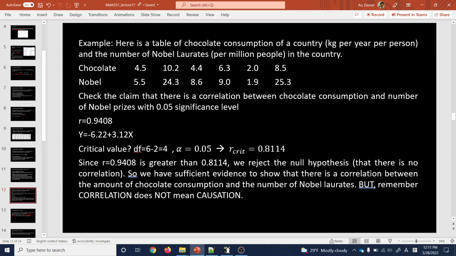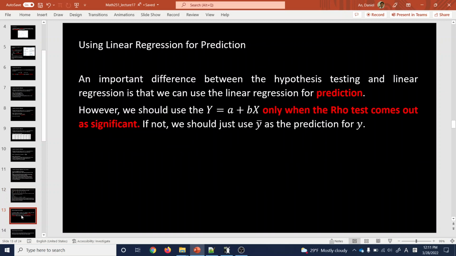However, when it comes to linear correlation, there's one thing that we can do in addition to just hypothesis testing, which is that we can make predictions. See, this relationship, if it's valid, then what it tells us is that if we know the value of x, then we can predict the value of y. That's interesting, right? However, it comes with a warning. If the R value, the correlation, doesn't come out as significant enough, then we should not use this. And we should just use the average value as a prediction for Y. So let me give you two examples to explain what I mean.